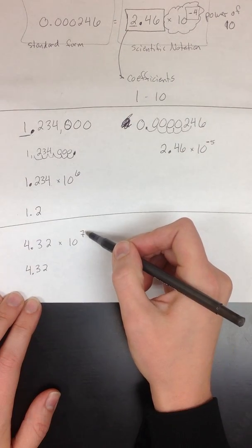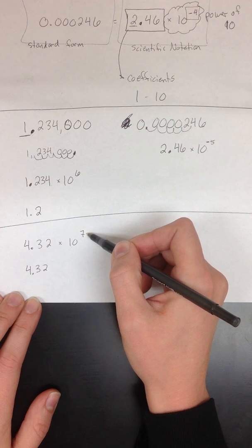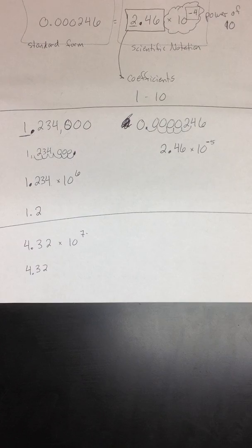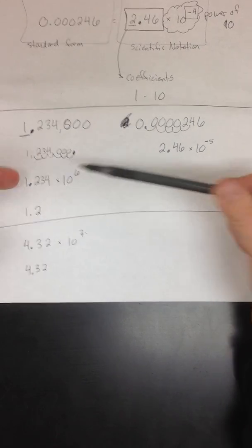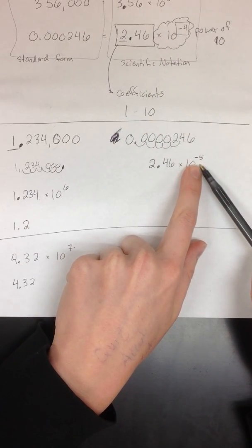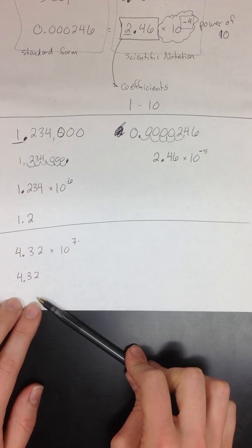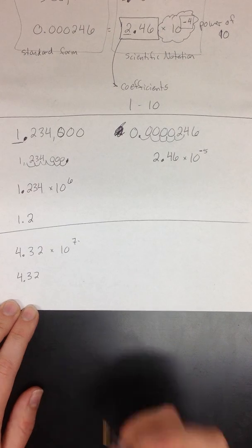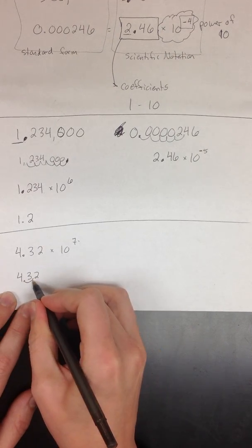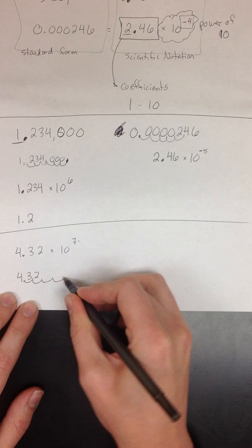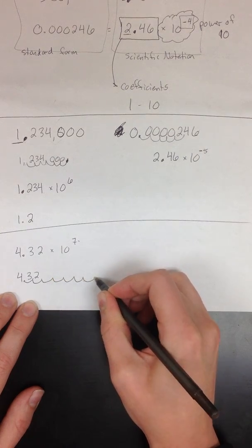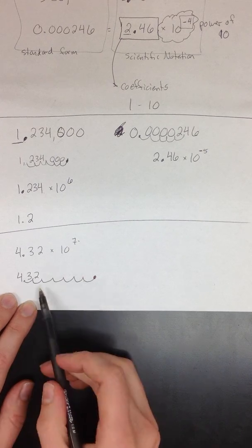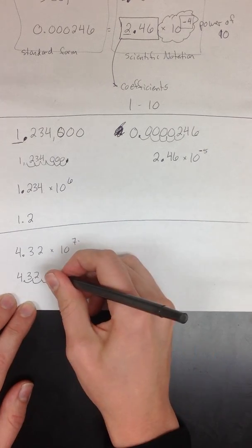And because this is a positive exponent, it means that this should become a really big number. Positive means that they're big numbers. Negative exponents mean that they're small numbers. So to make this into a really big number, I'm going to have to move my decimal to the right 7 times. So 1, 2, 3, 4, 5, 6, 7. There is my new decimal location. And all of these placeholders, I'm going to have to fill with zeros.